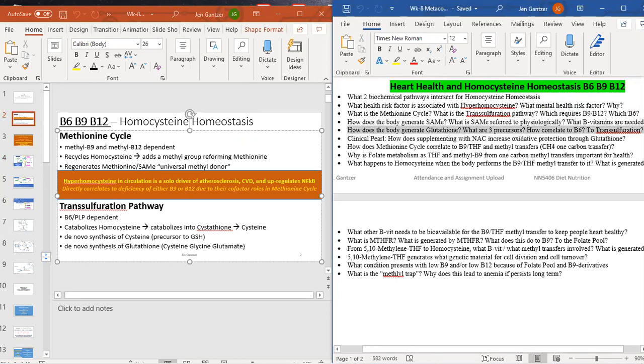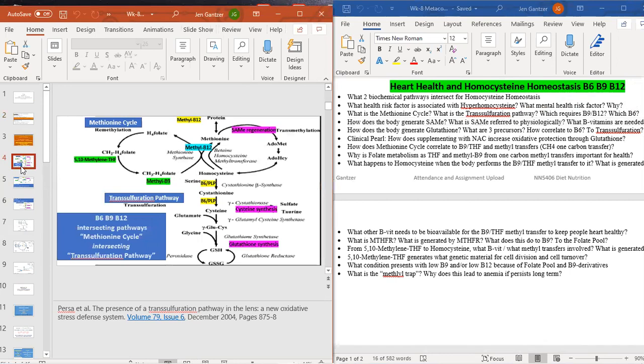How does the body generate glutathione? What are the precursors? How does this correlate to B6? And how about to transsulfuration? Again, it's how the body works. Transsulfuration uses B6. Got it? It generates cysteine, and then cysteine, glycine, and glutamate make glutathione. Those are your precursors for glutathione. So what you've learned extra today, you already knew how important glutathione was and what the precursors were. Now you know it requires B6 and it goes through the transsulfuration pathway because of homocysteine being converted.